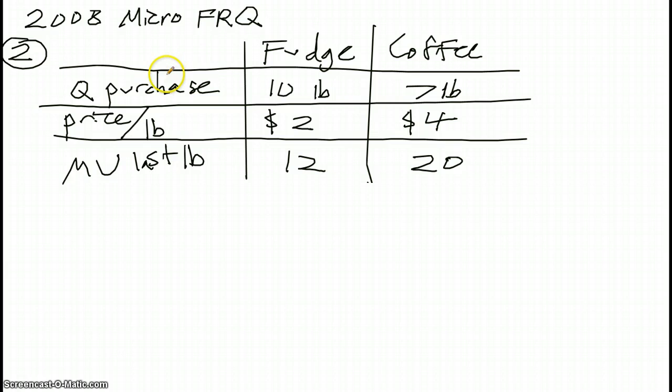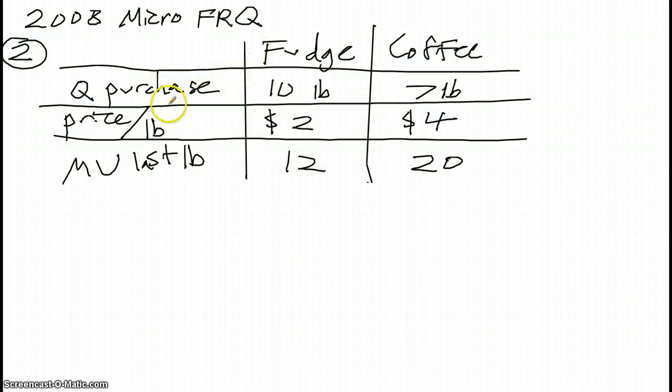Marginal utility is the additional usefulness that you get from consuming the next unit of the good or service in question. So, it's what additional benefit you get.